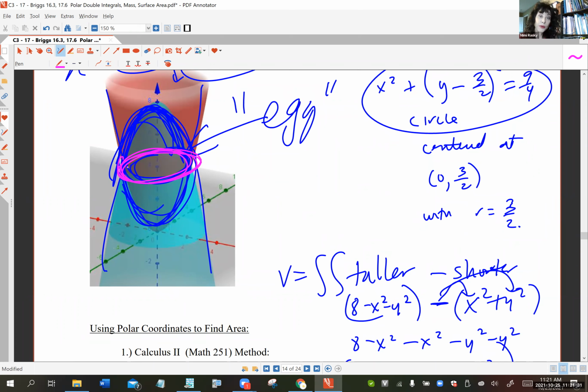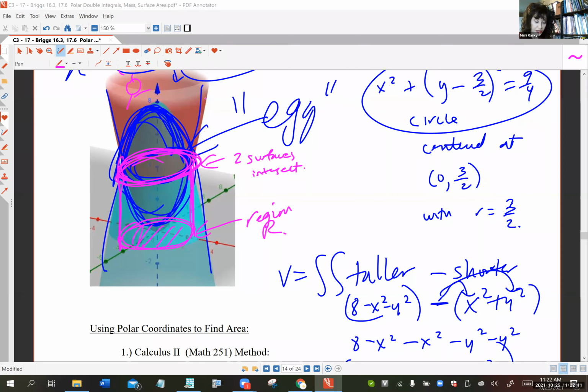And the region of integration is going to be the projection of this, of the shadow basically, that this egg makes on the XY plane if the sun were shining directly overhead. So if the sun is shining directly overhead, the shadow that the solid is going to make on the XY plane is basically going to be determined by the fattest part of this solid, which is right where the two surfaces intersect.